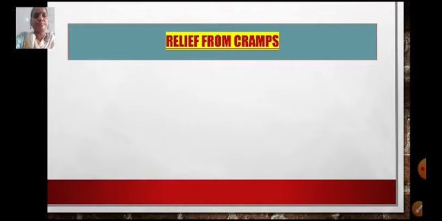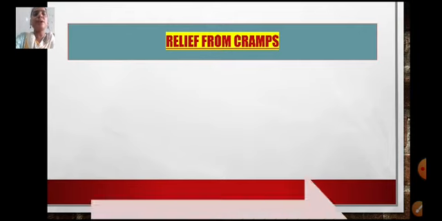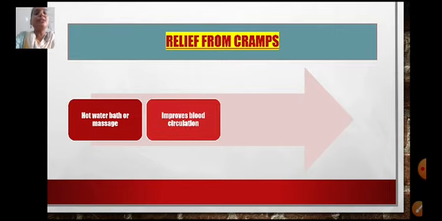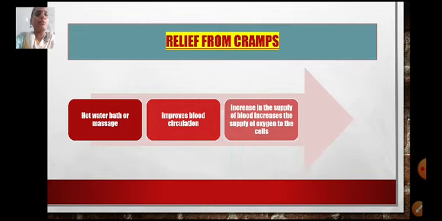So now, how can we get relief from these cramps? If they are harmful and painful, how can we get relief from these cramps? If we take a hot water bath or massage, this hot water bath or massage improves circulation of blood to those affected areas. What will happen then?